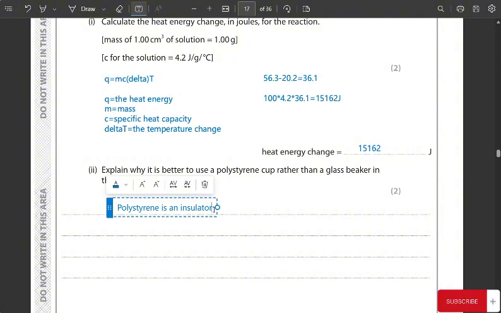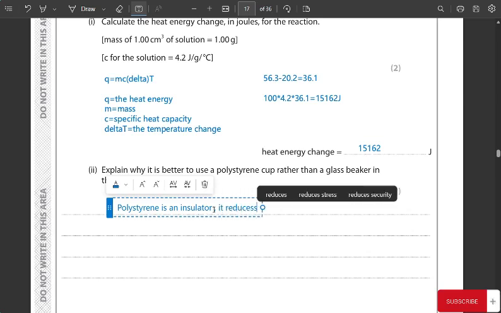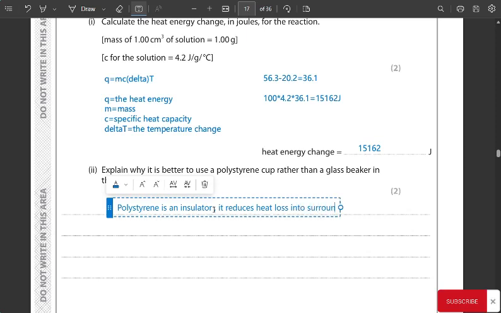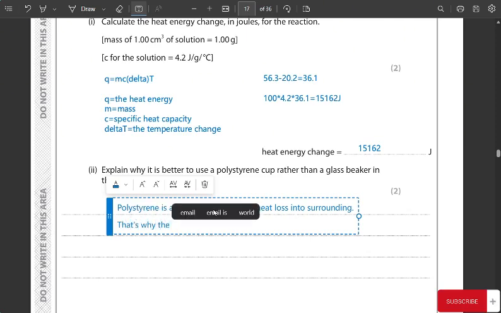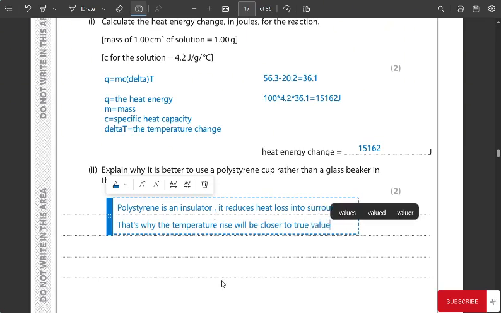And if it's an insulator, it reduces heat loss into the surroundings. That's why the temperature rise will be closer to the true value. The less temperature, the less energy goes out.